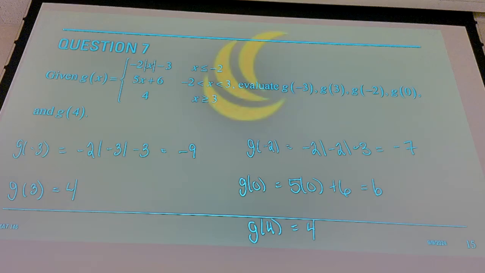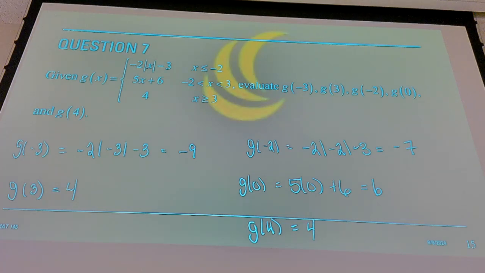Let's say I make a slight change. Instead of the first piece being x less than or equal to -2, it's just less than -2. Then what would g of -2 evaluate out to? Doesn't exist. It would not exist.